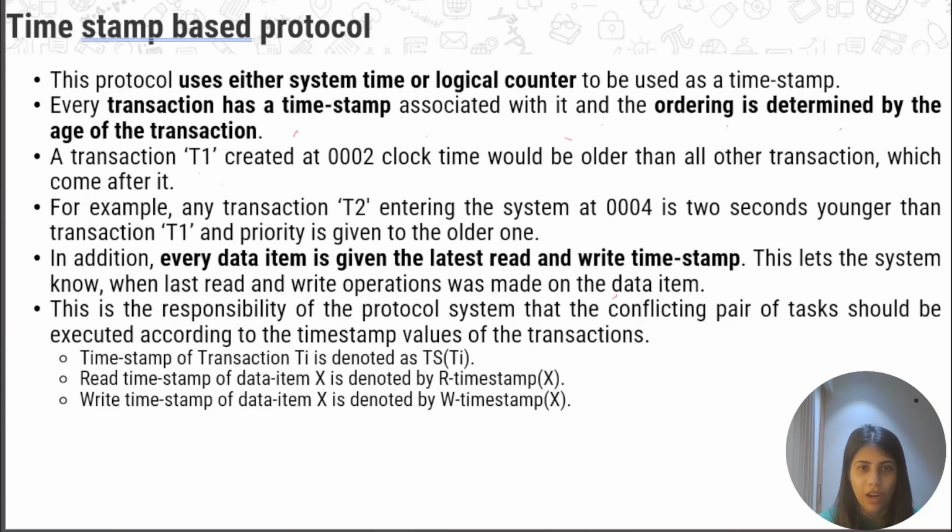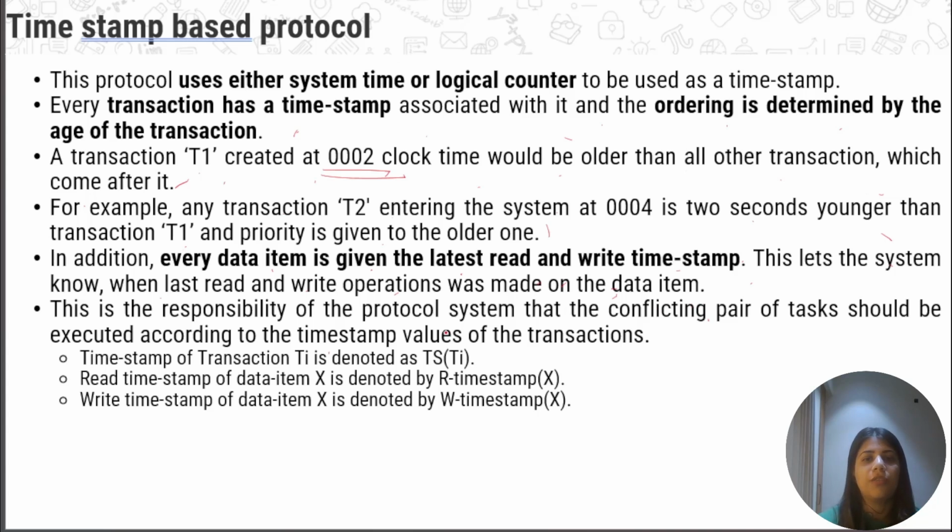A transaction T1 created at 02 clock time would be older than all other transactions which come after it. For example, any transaction T2 entering the system at 04 is 2 seconds younger than the transaction T1, and priority is given obviously to the old one. In addition, every data item is given the latest read and write stamp as well. This lets the system know when the last read and write operation was made on the data item, कि last edit कब हुआ था या last read कब हुआ था.